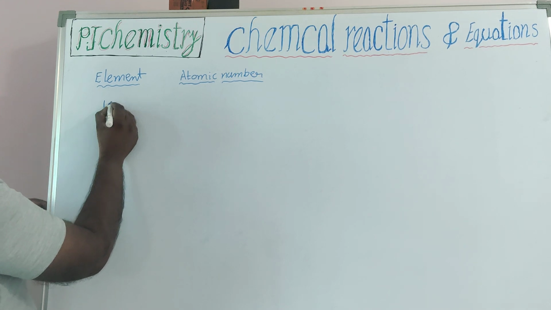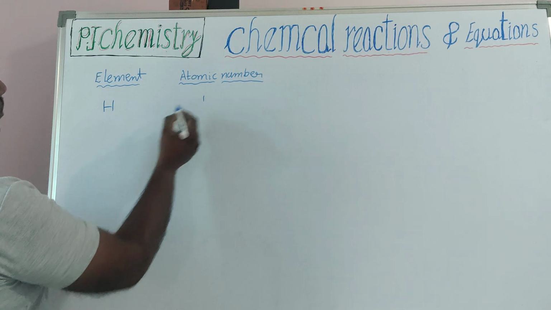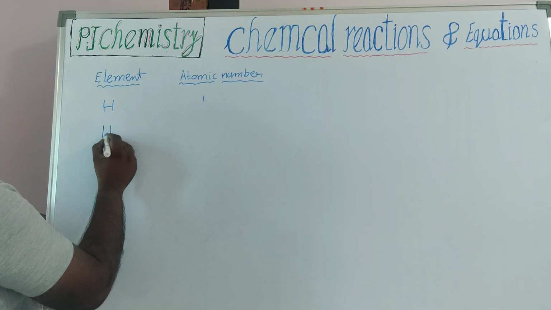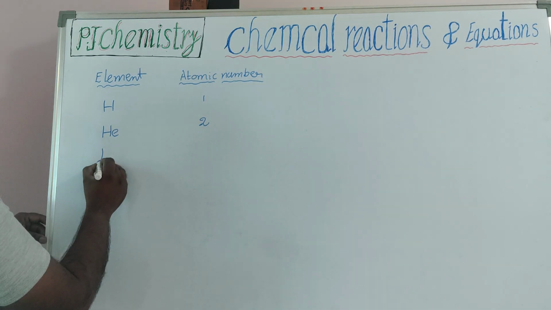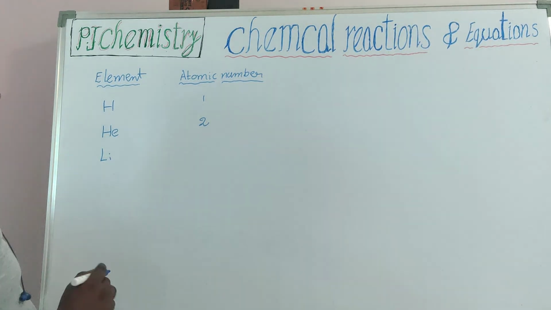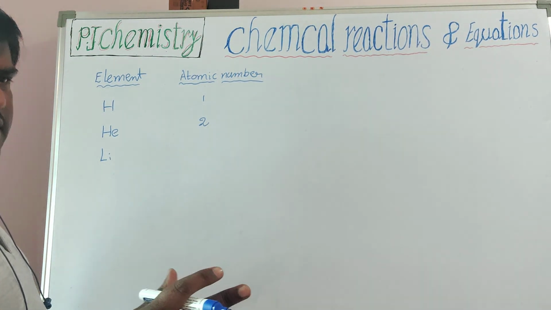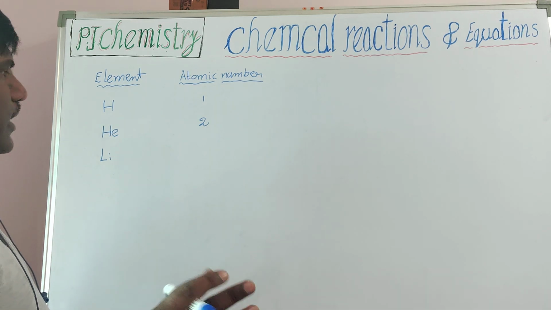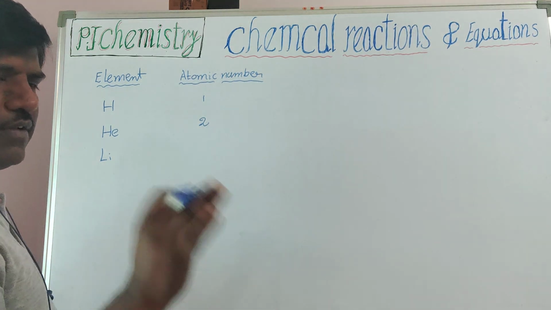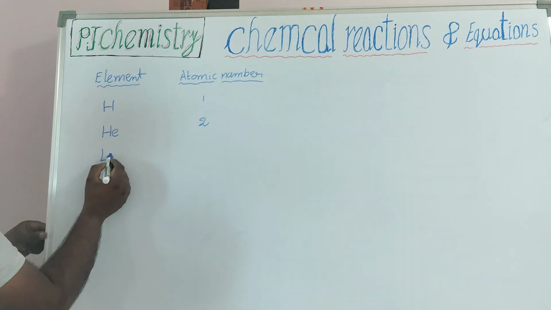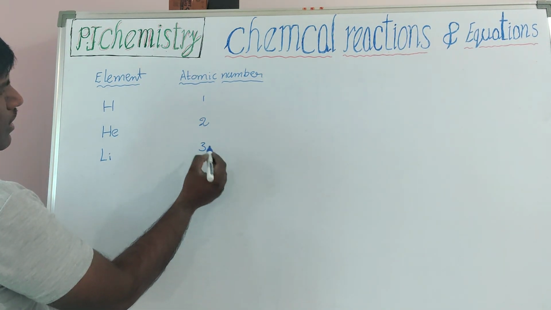Hydrogen, the first element, is hydrogen. The symbol of hydrogen is H. Atomic number 1. Helium 2. Lithium. The first letter is always a capital letter. If it is only a one-letter symbol, like H for hydrogen, it is a capital letter. If there are two-letter symbols, the first letter is a capital letter and the next letter is always a small letter. Lithium, Li: first letter capital, second letter small, like this.